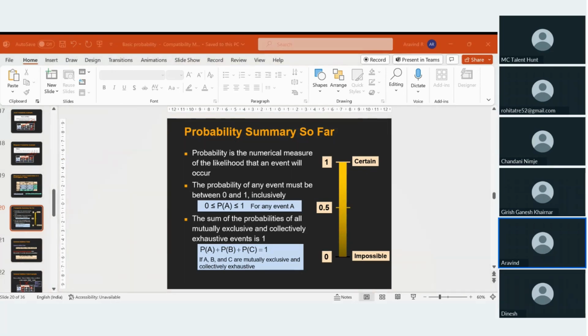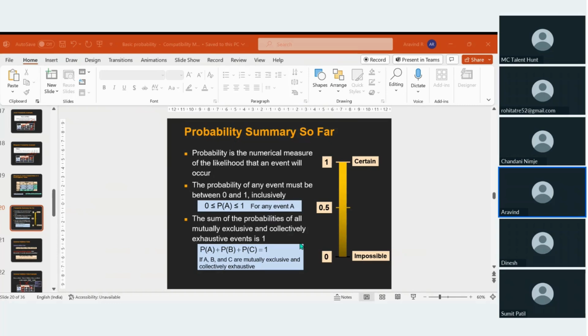Right. Let's read out the points listed there. Probability is the numerical measure of the likelihood that an event will occur. The probabilities of events are between 0 and 1. Then there are mutually exclusive and collectively exhaustive events. What is mutually exclusive? If A is happening, B and C will not be happening. Is it clear? If B is happening, C will not happen. But any of the two events can happen in that case.